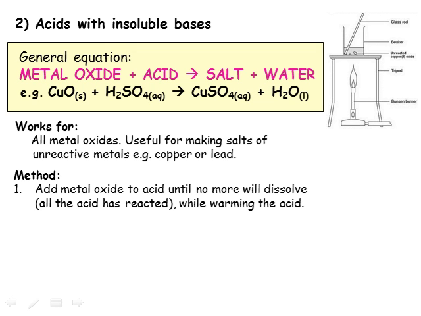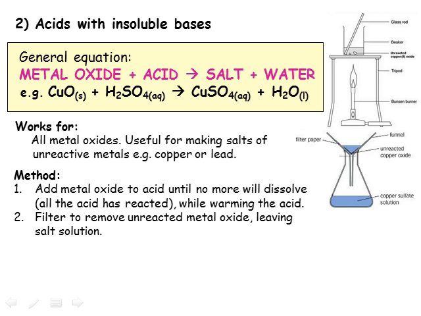To make salts this way, we add the solid metal oxide gradually to the acid and keep on adding metal oxide so long as it disappears in the reaction. We also usually need to warm the acid to get the reaction to happen at a reasonable rate. When we add metal oxide and it doesn't disappear, we know that all the acid has been used up, so we can filter the salt solution to remove the unreacted metal oxide.